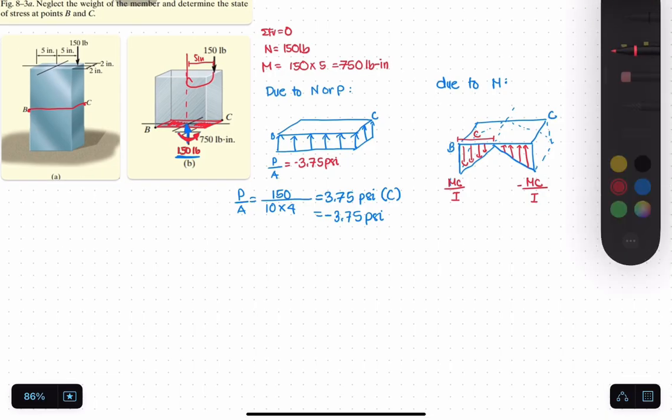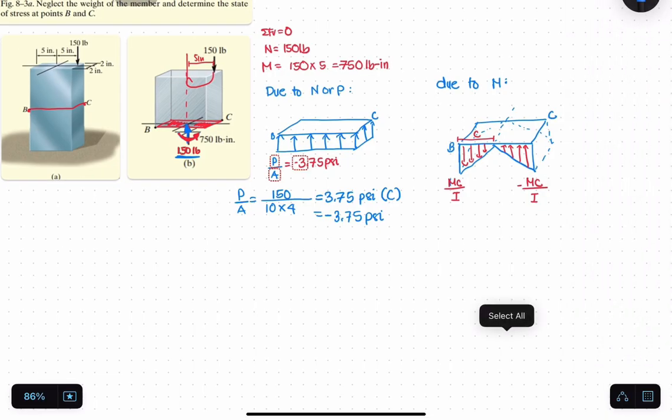Okay, so isolve lang muna natin what is MC over I. So, M natin is 750 times, ang C natin is yung 5 inch, di ba? Over, okay, yung I natin. Ano yung magiging I natin dito, class? Remember that our I, dito ko isulat ha, our I is 1 over 12 BH cube. Now, in our previous example, our cross-section is pa ganito. Okay, di ba? And if this is our bending moment, yung direction niya, ito yung B, ito yung edge.